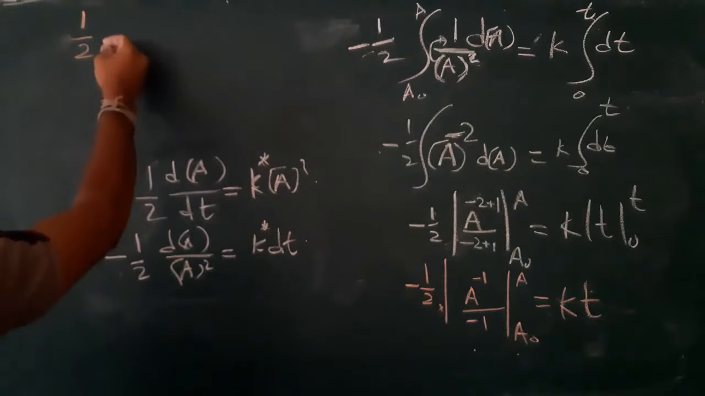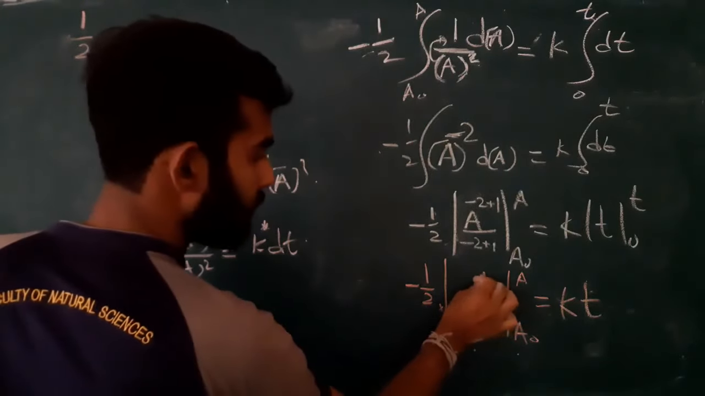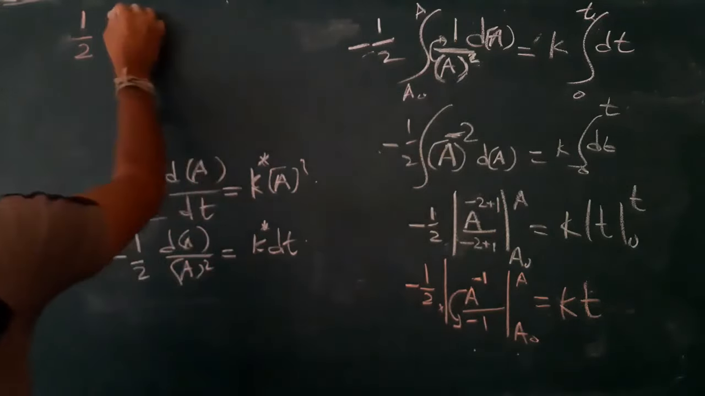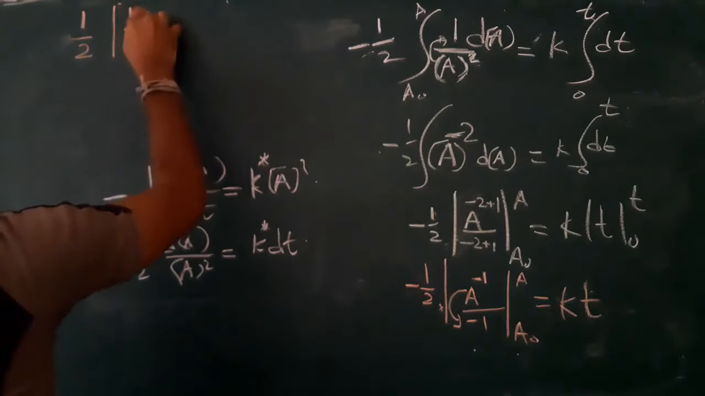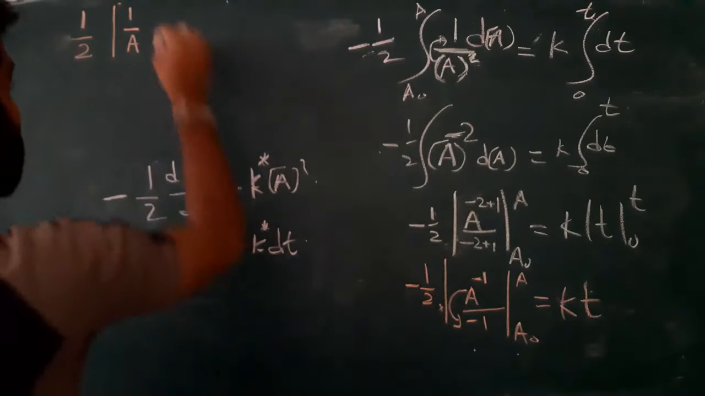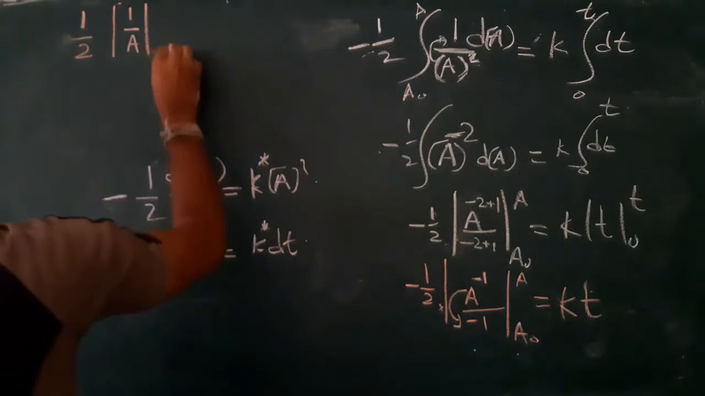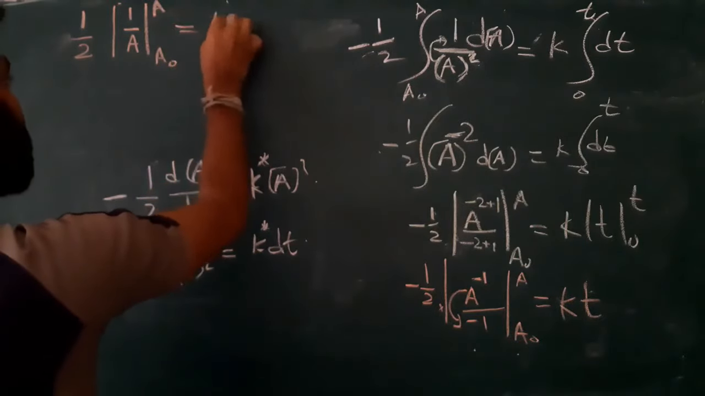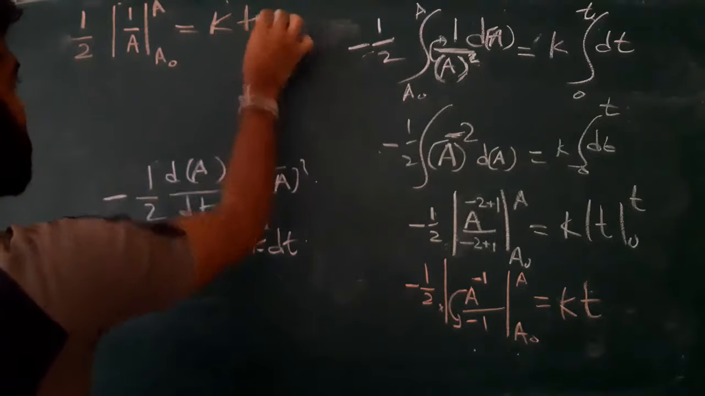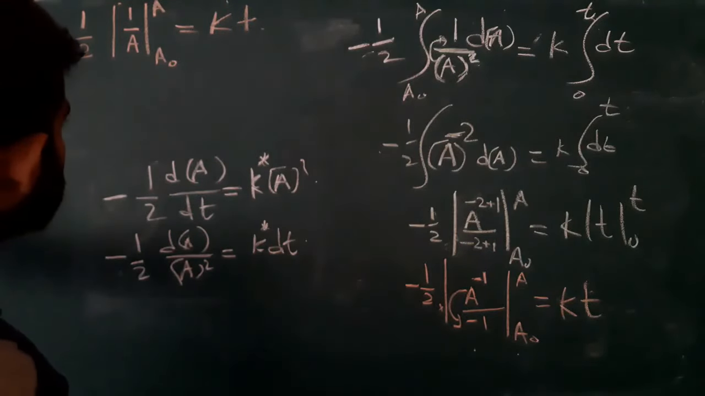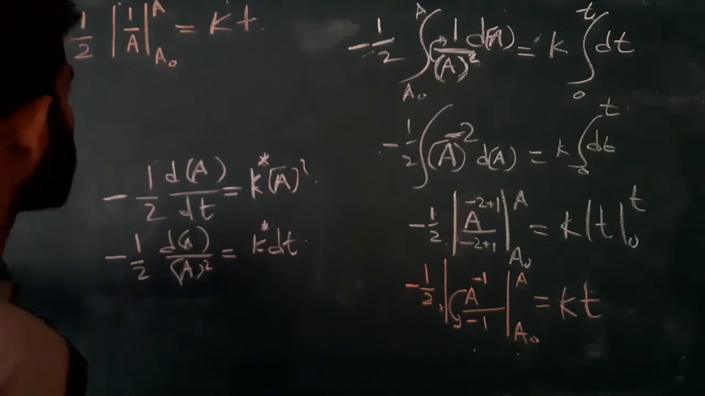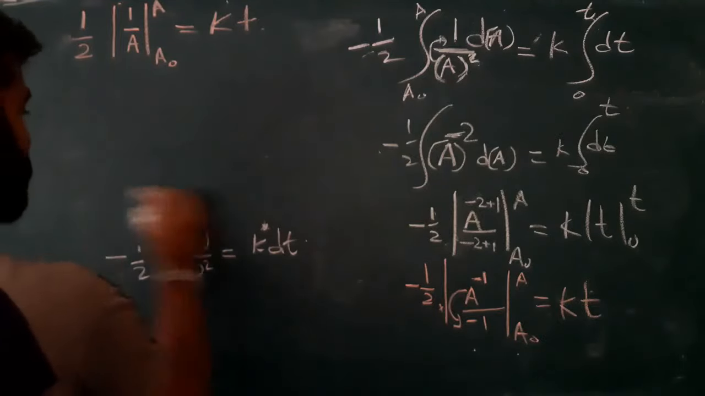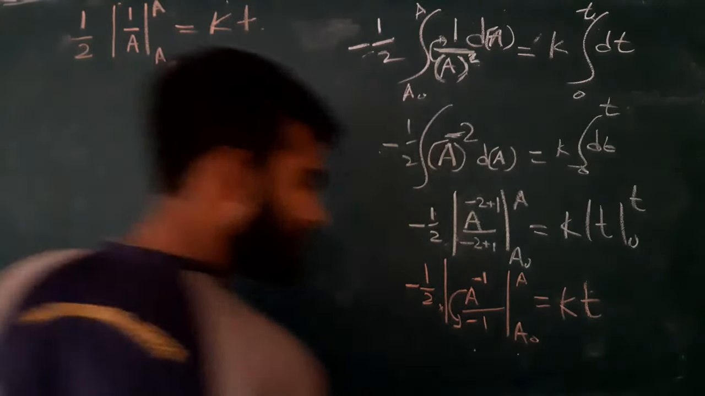Minus will be cancelled out, and here a to the power minus 1, I will rearrange the equation to get a to the power positive 1. So 1 over a, minus 1 over a naught, equals kt. Okay. However, I will get a simplified version. I will deduct lower limits from upper limits.